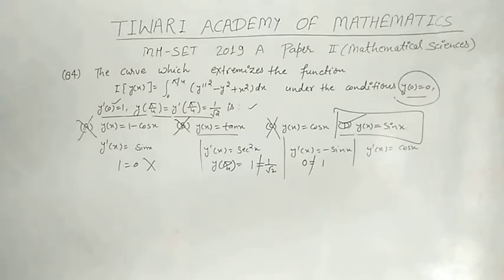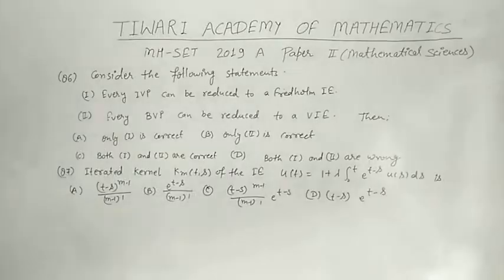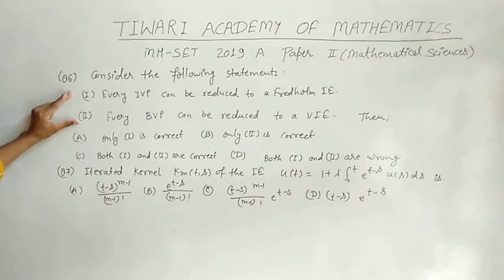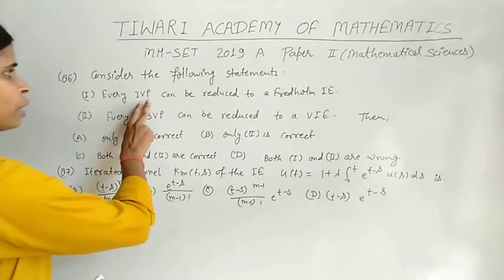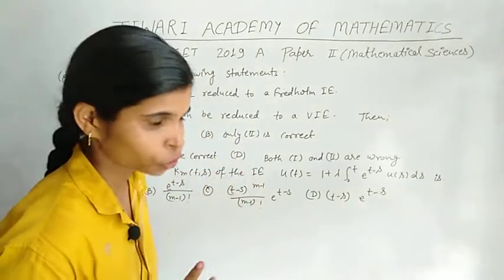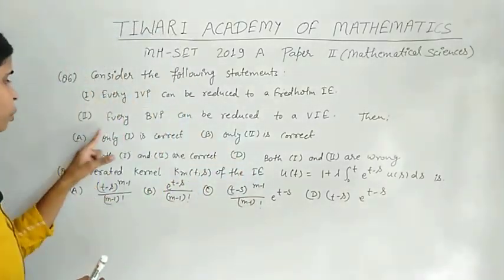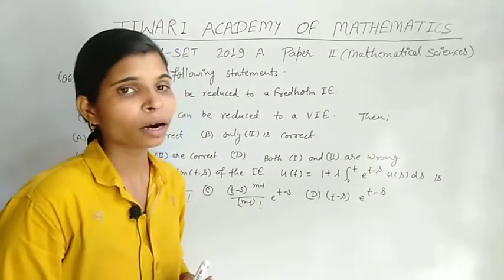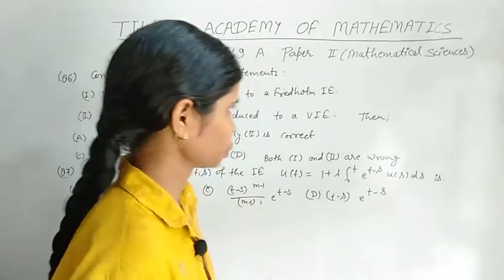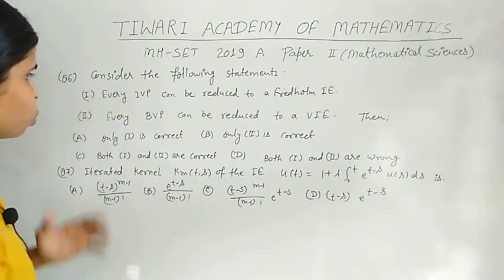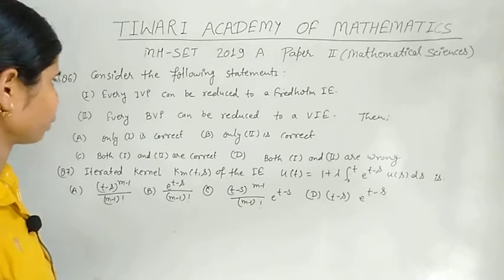See the statement of question number 86. It says, consider the following statements. Two statements are given here. Every initial value problem can be reduced to a Fredholm integral equation. And the second statement says, every boundary value problem can be reduced to a Volterra integral equation. Then judge which of these statements are correct or not.